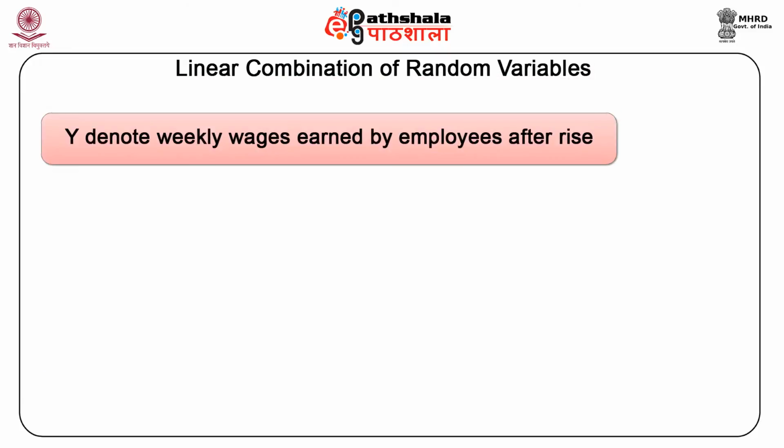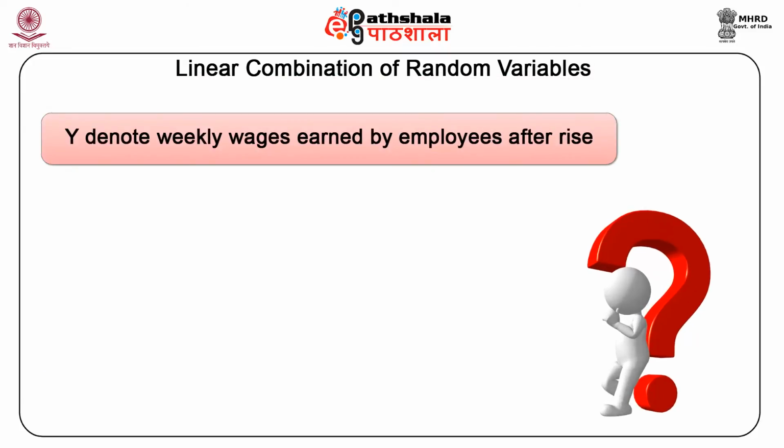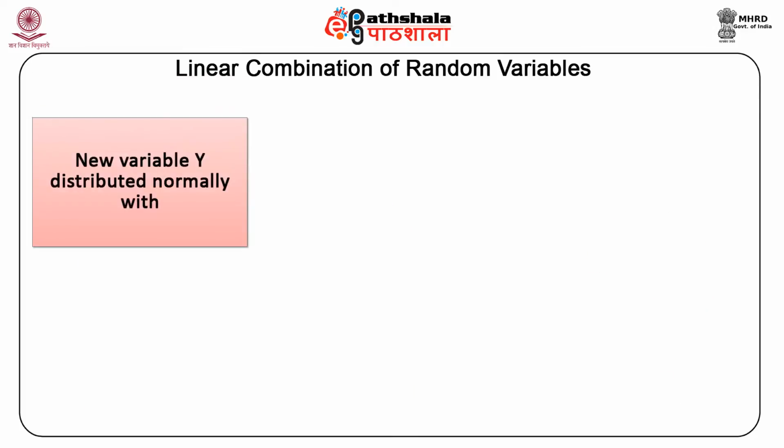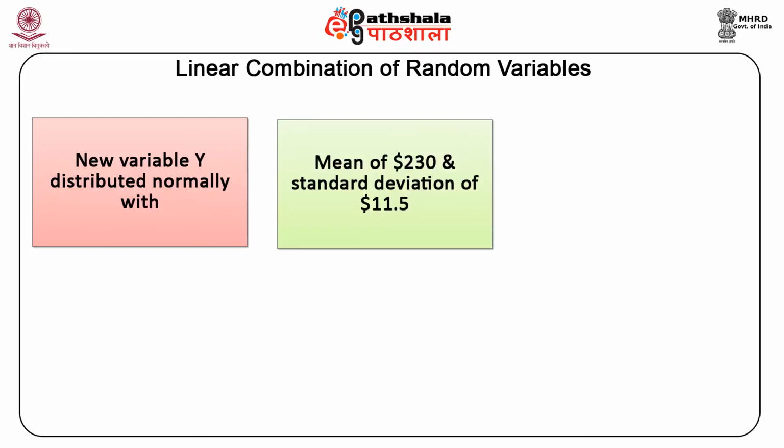Solution. Let Y denote the weekly wages earned by the employees after the rise. With c = 1.15, μX = 200, σX = 10, μY = a μX = 1.15 × 200 = 230, and σY² = a² σX² = (1.15)² × (10)². Therefore, σY = 1.15 × 10 = 11.5. The new variable Y will also be distributed normally with a mean of $230 and standard deviation of $11.5.